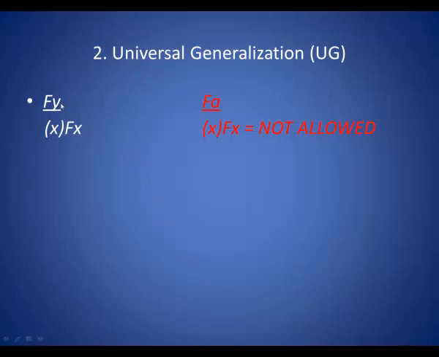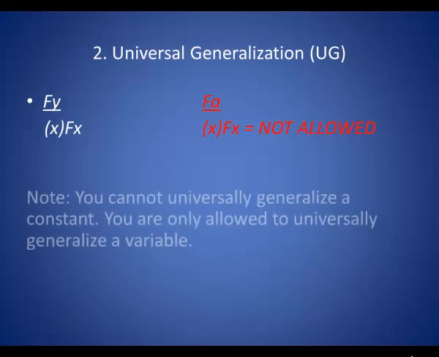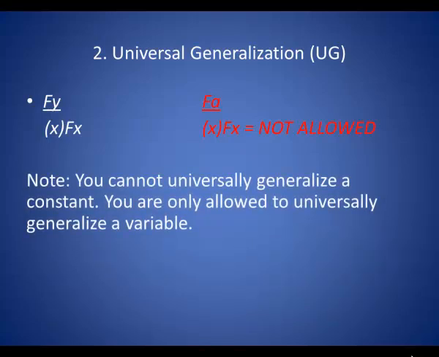So since I have an fy, I can claim for all x, fx. Now if I wanted to, I could have put for all y, fy. What I'm not allowed to do, however, is move from a constant to a universalized statement. So notice the red on the right side, I have an fa. I have an a that is an f. I am not allowed to universally generalize that statement. So note, you cannot universally generalize from a constant to a variable. You're only allowed to universally generalize a variable to another variable or the same variable. Okay?